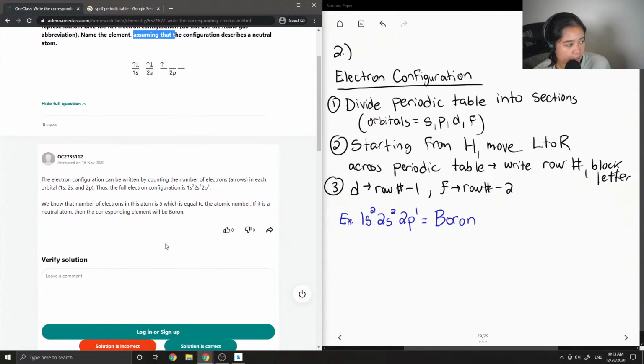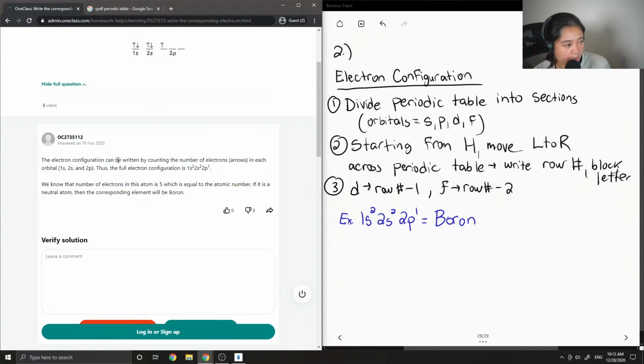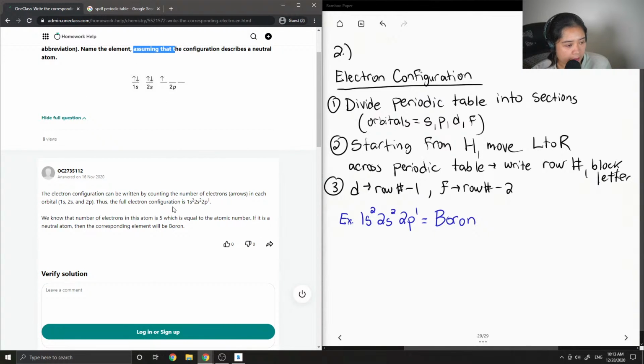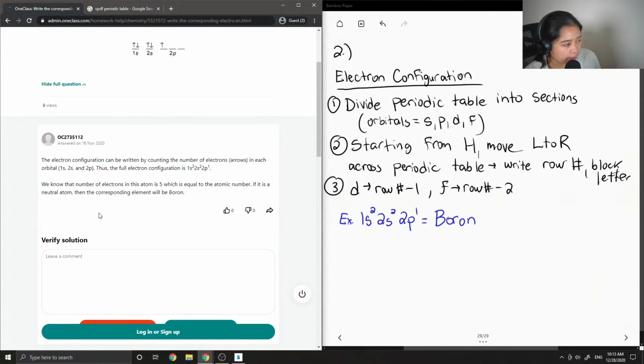And the junior tutor said that the electron configuration can be written by counting the number of electrons, which are shown as the arrows in each orbital, 1s, 2s, and 2p. Thus, the full electron configuration is 1s2, 2s2, 2p1. We know that the number of electrons in this atom is 5, which is equal to the atomic number. If it is a neutral atom, then the corresponding element will be boron. Yep, so this solution is correct.